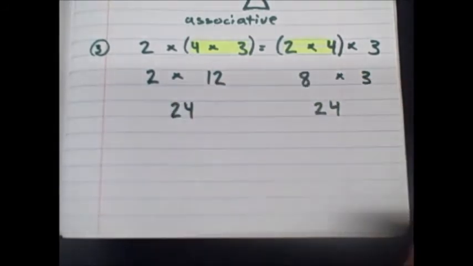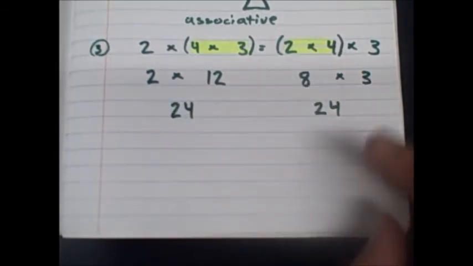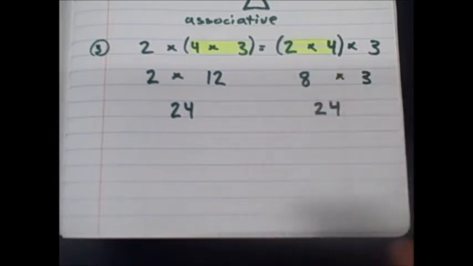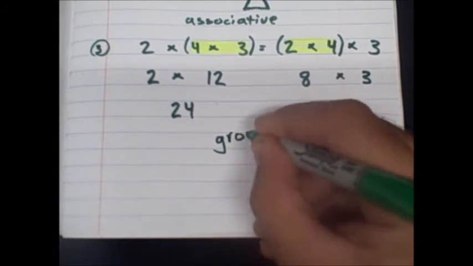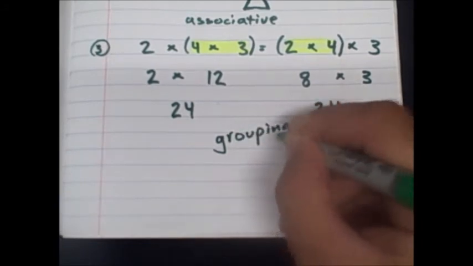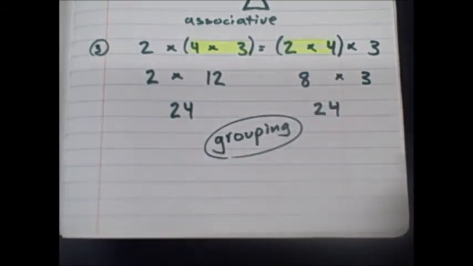So I've proved that the associative property works. And the associative property is where you could change the grouping of the factors. Remember, the associative property is all about grouping. And I could change the grouping, and my product will stay the same. Now I want you to try one just like number 3.